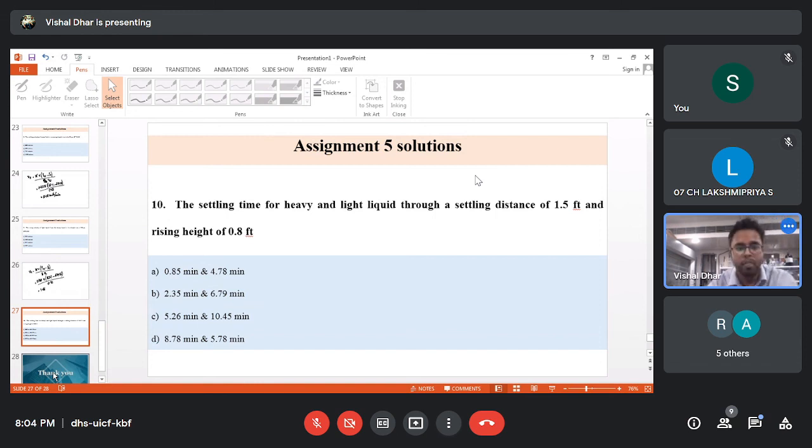So the settling time for heavy and light liquid through a settling distance of 1.5 feet and rising height of 0.8 feet. The four options given are 0.85 minute and 4.78 minute, 2.35 minute and 6.79 minute, 5.26 minute and 10.45 minute, 8.78 minute and 5.78 minute.